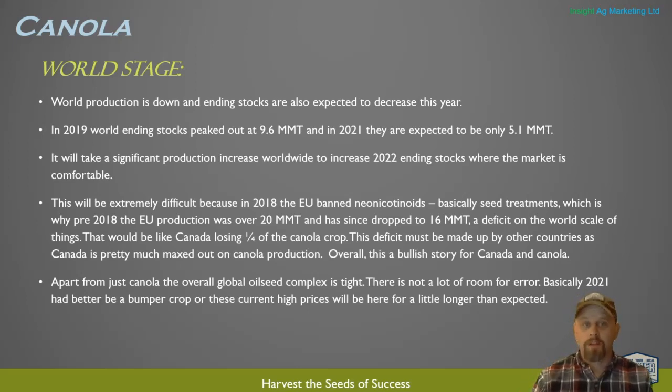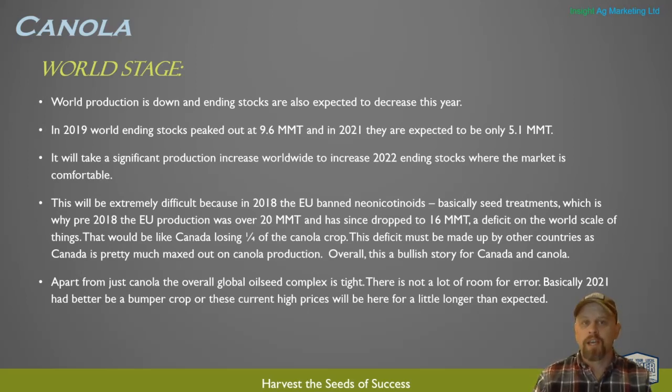So with the canola, the world production is down, and ending stocks are also supposed to decrease this year. And that's very important, the ending stocks, right? In 2019, the world ending stocks peaked out at 9.6 million metric tons. So that's basically half of Canada's crop. In 2021, they're expected to only be 5.1 million metric tons. And that's around the whole world. So how much we have left over at the end of the year has dropped by half. Now that's a significant drop, right?